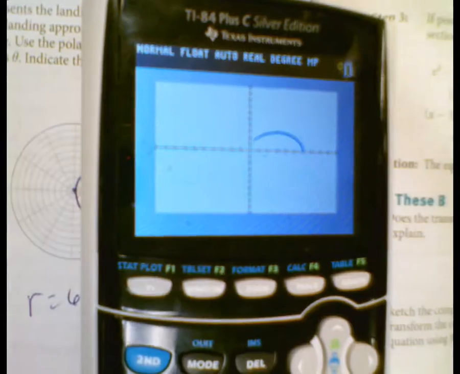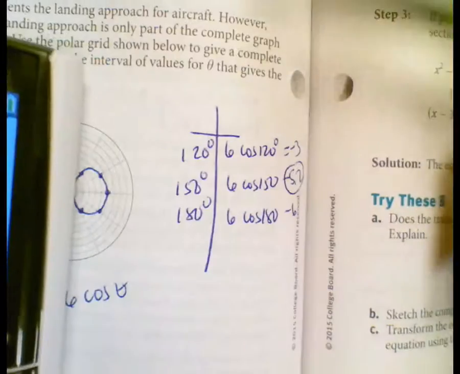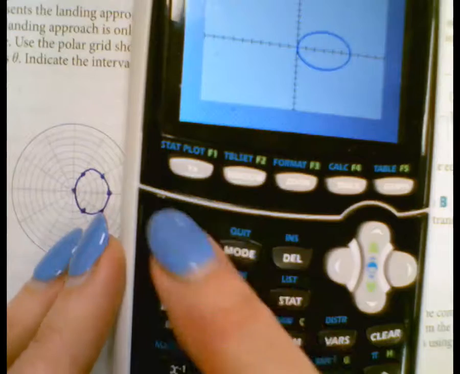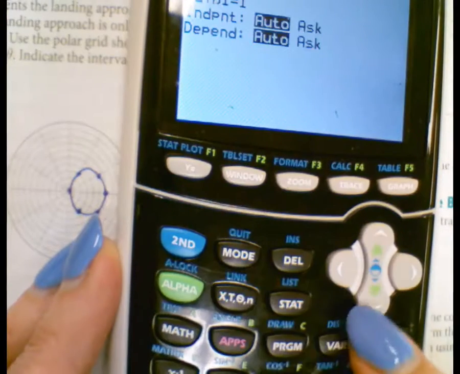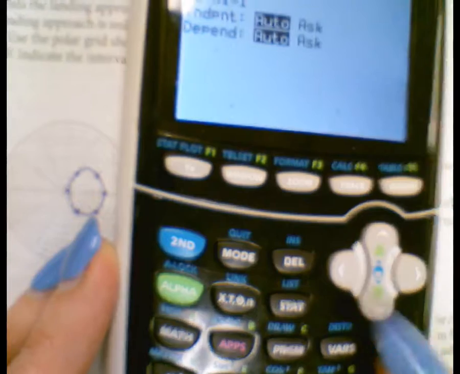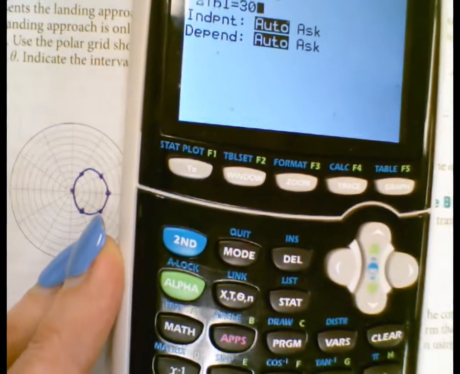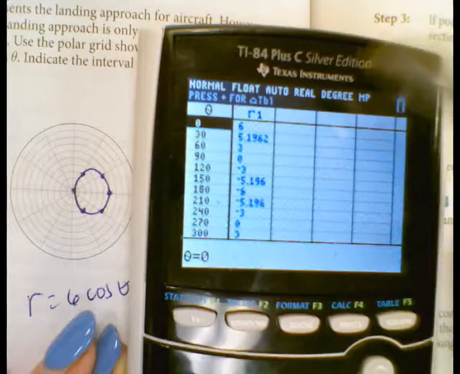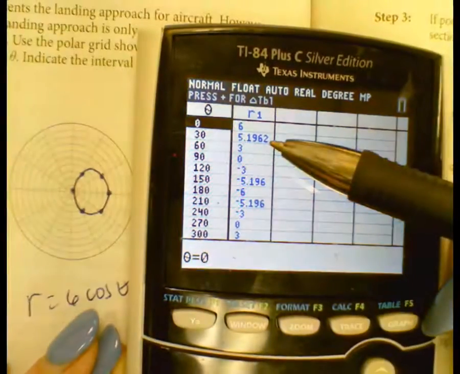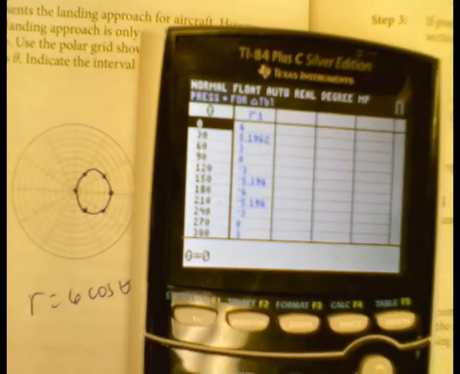Now, remember this t-table that we did right here in the book? Could we just get those same numbers by looking at a t-table? We sure can. Just press second window. Press on. Second window. We can start our degrees at 0, and we went by 30 degrees. And now we can go to second graph. And all those numbers, there's 0, 6, there's 30, 5.2, 60, 3, all that stuff.